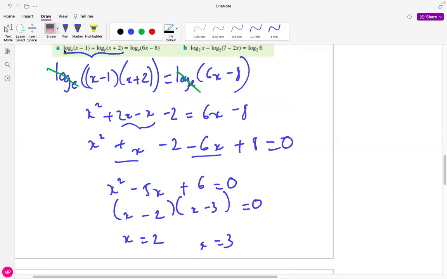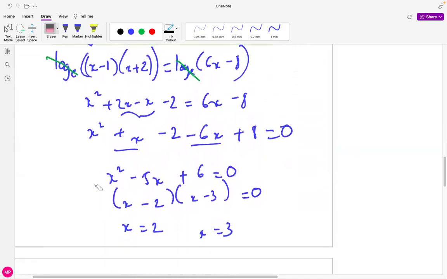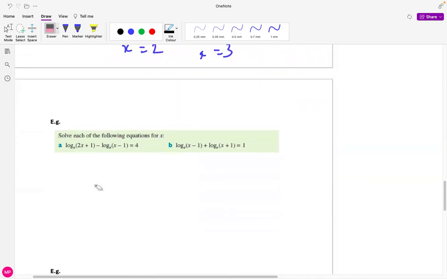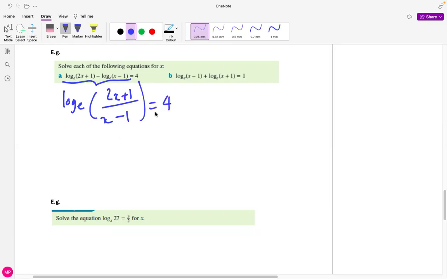All right. And this example is pretty much the same. So I'm going to do one a little bit harder than this, which is this one here, where we have to deal with log a. Now, when we have the minus, we're going to combine them together. So log a of 2x plus 1 over x minus 1 equals 4. Then to get rid of log a, we exponentiate this. So a to the power of that, a to the power of that. a to the power log a goes away. So you would have 2x plus 1 on x minus 1 equals a to the power of 4.